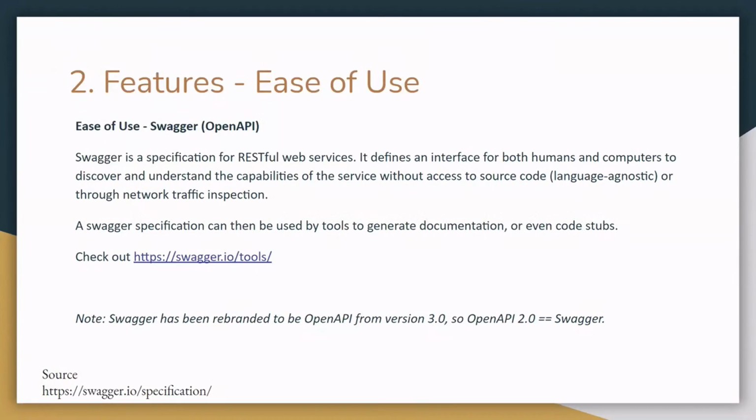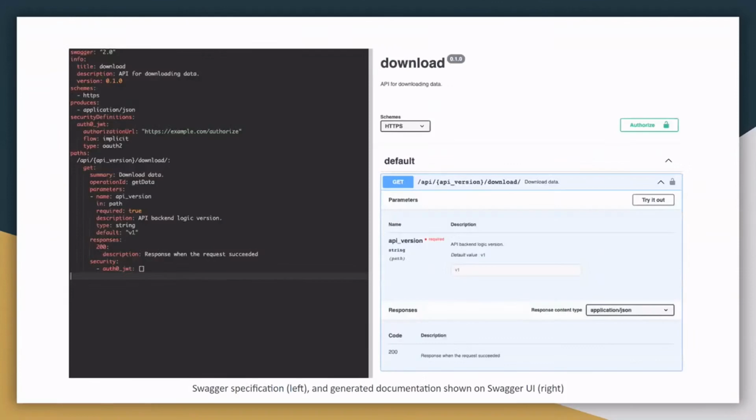So what is Swagger? Swagger is a specification that defines an interface for RESTful web services. The amazing part about Swagger is once you have a specification, you can generate documentation and even some code for popular languages or frameworks. Here is an example of a Swagger spec in YAML on the left and documentation generated on the right.